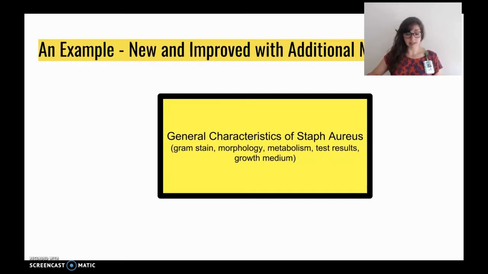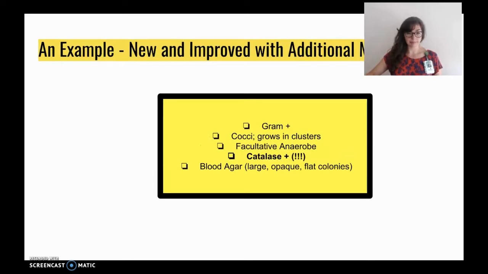So as you can see, it's the same front. It says general characteristics of Staph aureus, but then underneath it says what I'm expecting to see from your answer. And that's the gram stain, the morphology, the metabolism, the test results, and the growth medium. And then as you can see, the exact same back. Now, even someone who has never seen this card before will be able to utilize it to study effectively.